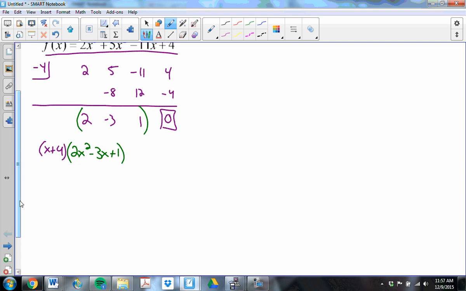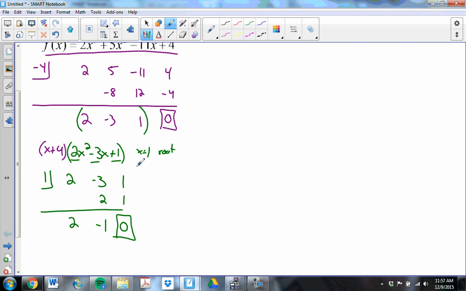Suppose that I know that 1 is a root. I take these numbers now, 2, -3, and 1, and I go again. I can drop down 2, and I multiply, and I add, and I multiply, and I add. So this means that 1 is a root. So x minus 1 is a factor.